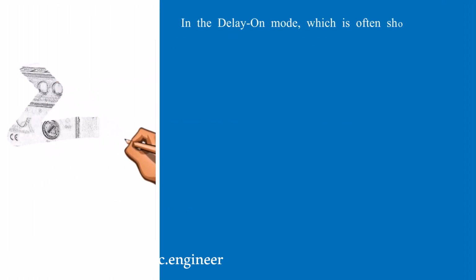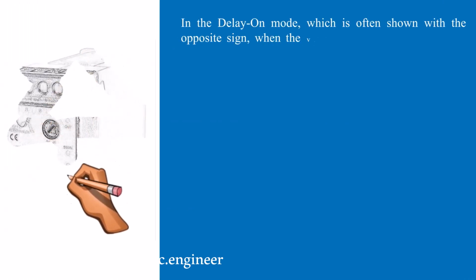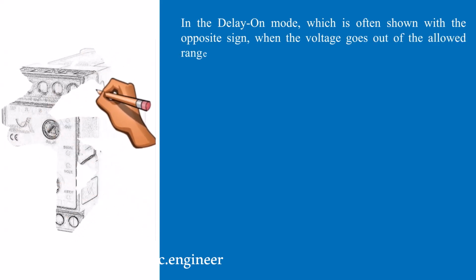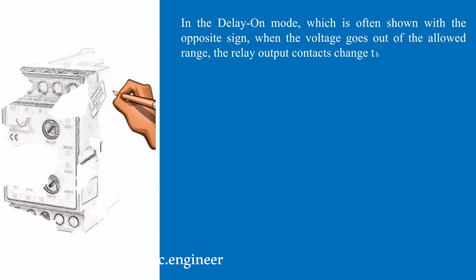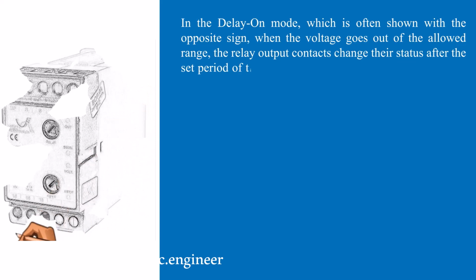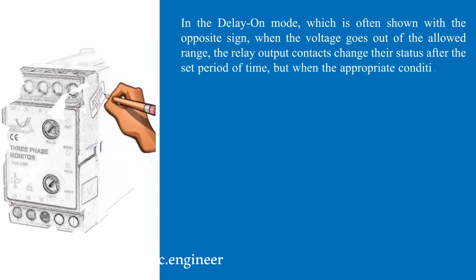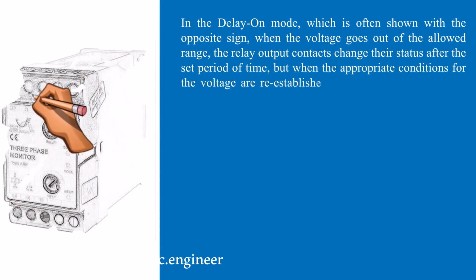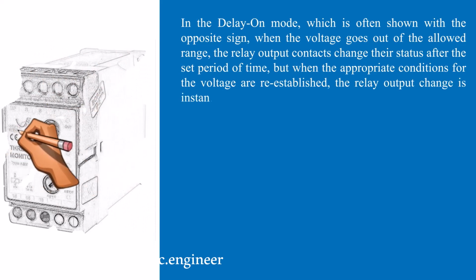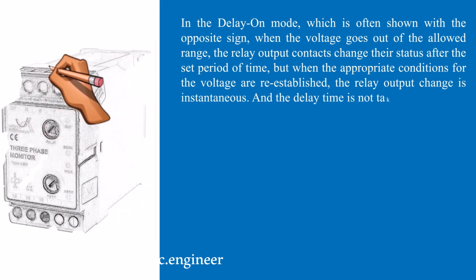In the delay on mode, which is often shown with the opposite sign, when the voltage goes out of the allowed range, the relay output contacts change their status after the set period of time. But when the appropriate conditions for the voltage are re-established, the relay output change is instantaneous, and the delay time is not taken into account.